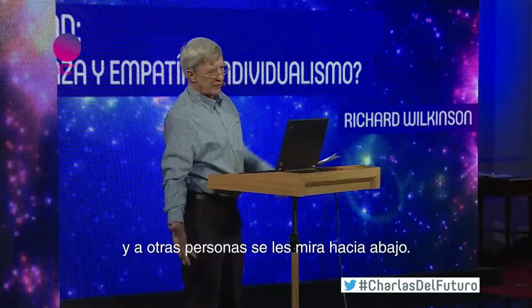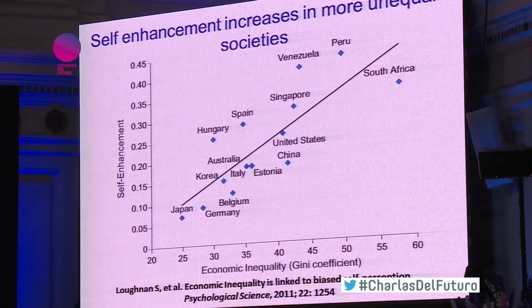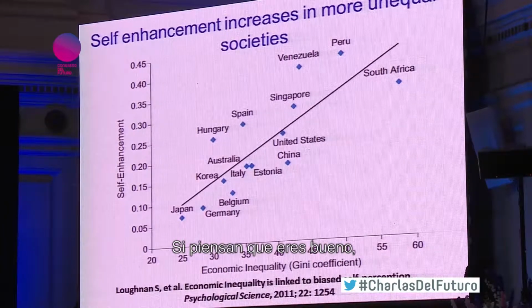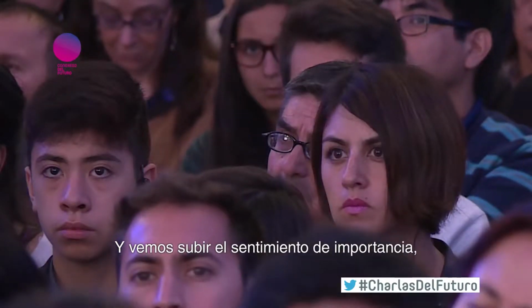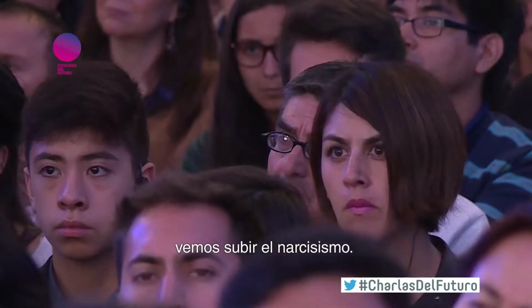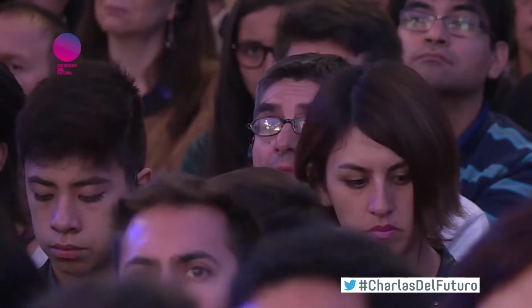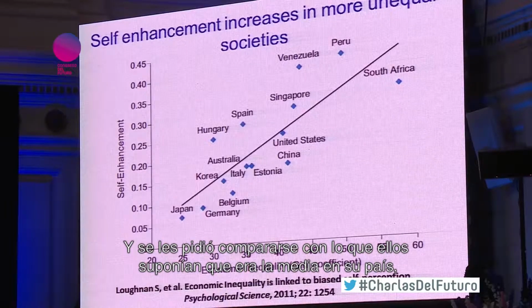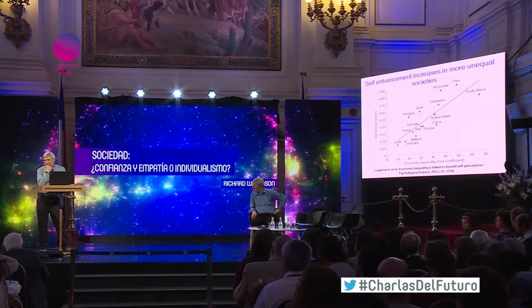And of course, as the income differences get bigger, some people are so important at the top, and other people you look down on, they're worthless. Those are the prejudiced attitudes. And we all become more worried about how other people judge us, whether they think you're any good, what people think of you. And we see self-enhancement going up, we see narcissism going up. This is a graph from a paper in which people were interviewed in different countries and asked to compare themselves with what they guess was the average in their country.